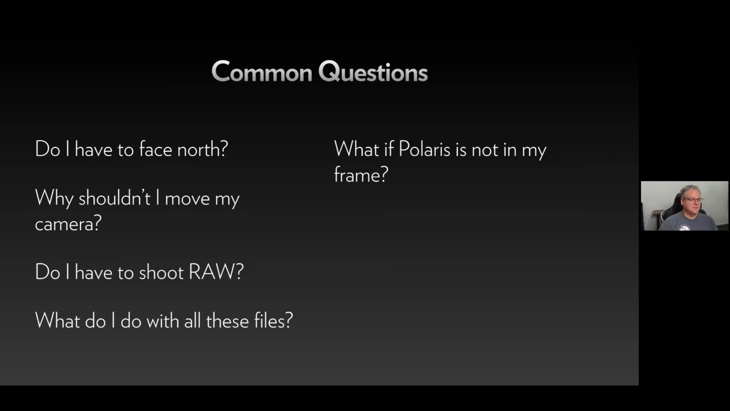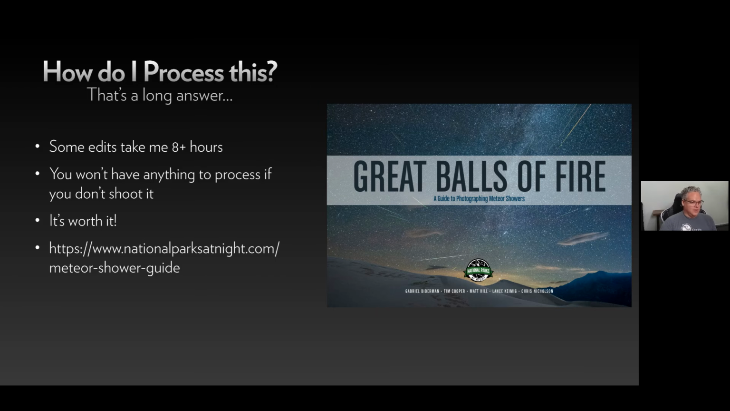What do you do with all these files? Well, you process them. You need to find the meteors first and set those aside. And then you can put those all together in layers in Photoshop and mask in the meteors and mask out everything else. If Polaris was not in your frame, then you can just layer all of those images together, mask the meteors in, and you can align them in a way that you think is appropriate. Good. Next up, how do you process this? Whew, that is a long answer. And we don't have time for that.